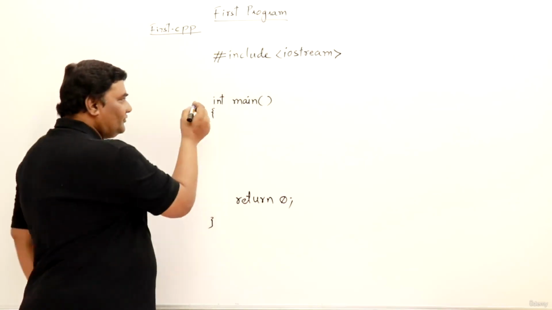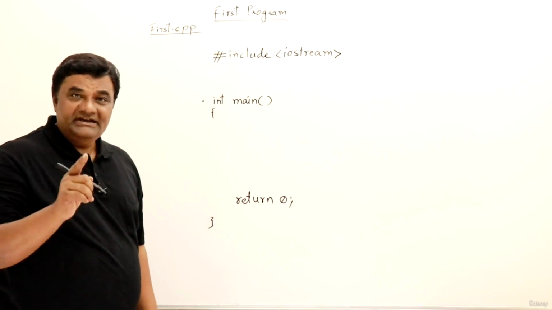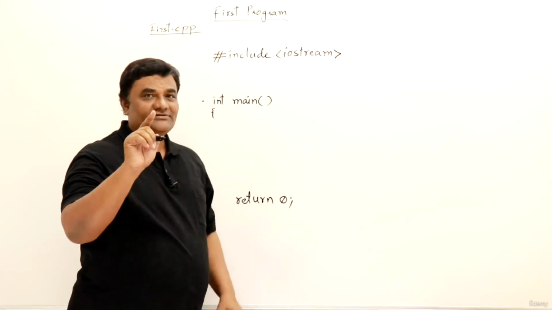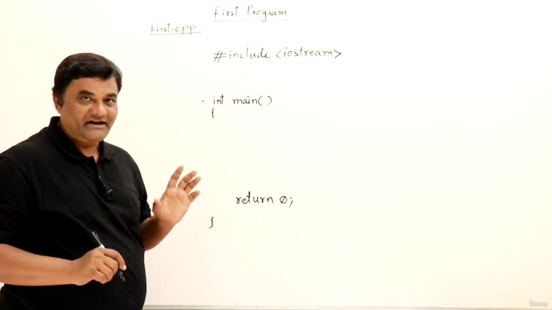I'll start from this point. See, this is the starting point of a C++ program: the main function. This is main, and the round brackets are there. So this is a function. This main function is the starting point of a C++ program.